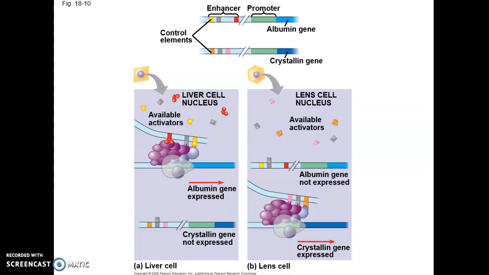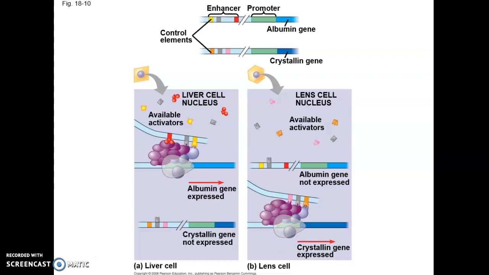Okay, now looking at the right side of this, in a lens cell and an eye cell, again, on the albumin gene, we would need a yellow, a gray, and a red. But why would a lens cell need to express a liver gene? It makes no sense. So those activators are not there. We have gray, orange, and pink. But our crystalline gene has control elements that would attach with orange, gray, and pink. Since those activators are present, they're going to attach to the control elements, get polymerase all situated on the promoter, and then this gene would be expressed.